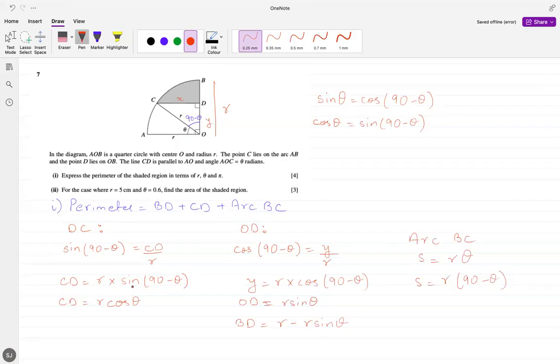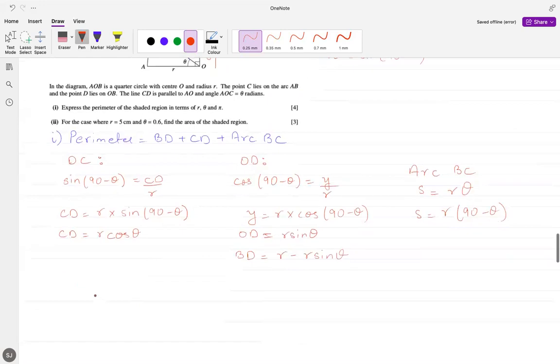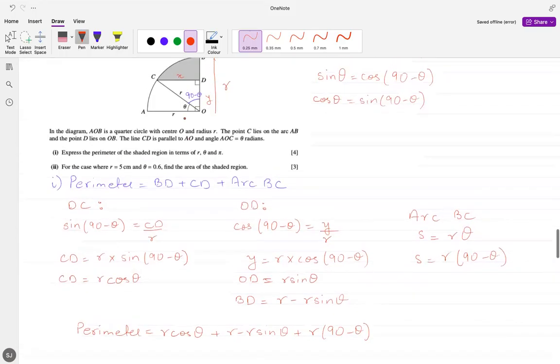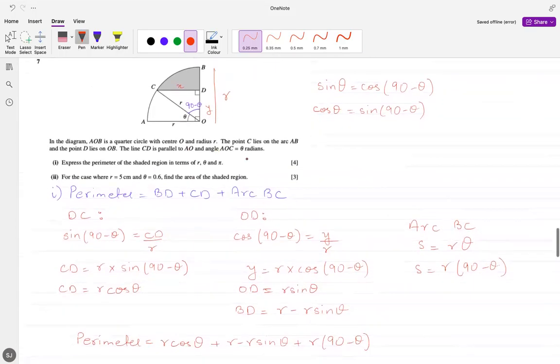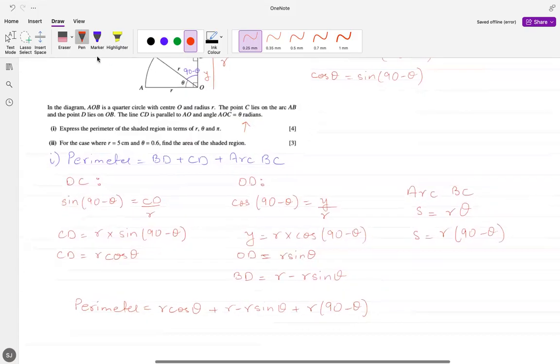Now adding these three lengths, we have the length of CD, we have the length of BD and the arc length. So the perimeter will be equal to R cos theta plus R minus R sine theta plus R into 90 minus theta. As it is in terms of radians, instead of 90, we will use 1 upon 2 pi, as we have to give our answer in terms of radians. So this will be R of 1 upon 2 pi minus theta.